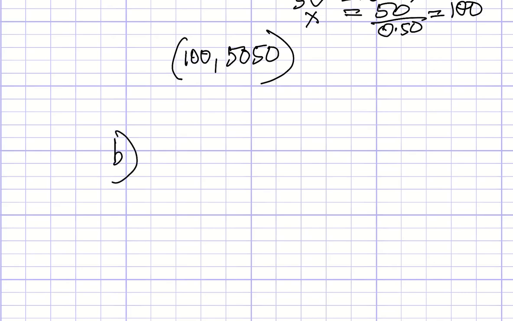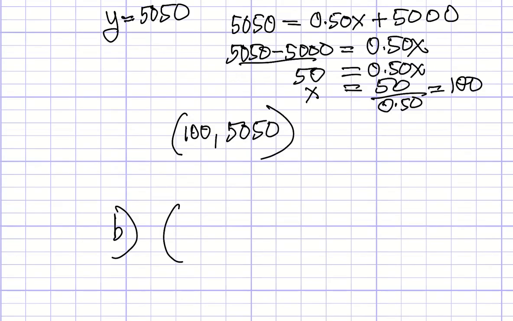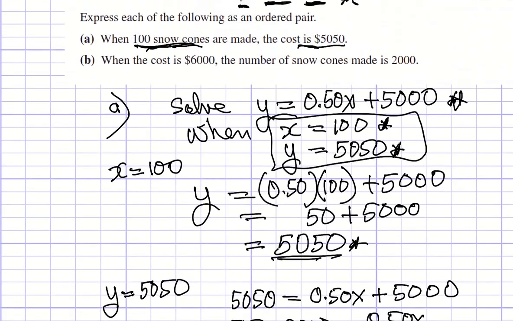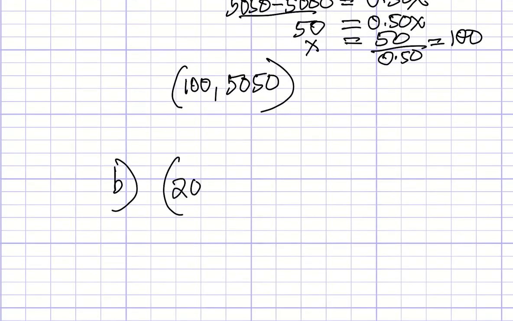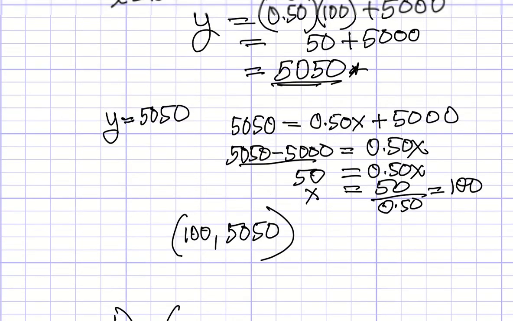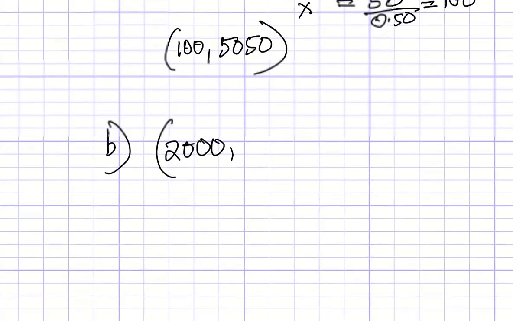So for B, the ordered pair is, let me see, what does it say? X is, because this is the x value and this is the y value, 2,000. X is 2,000 and y is what? Y is 6,000.